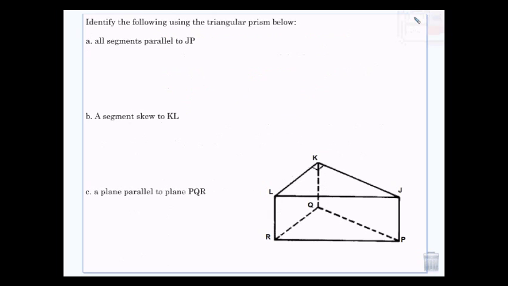Okay, so we have this triangular prism, and we want to talk about all the segments parallel to JP. So first I find JP. Here's JP. So parallel to JP are going to be running along the same direction but never intersect. So these two lines.